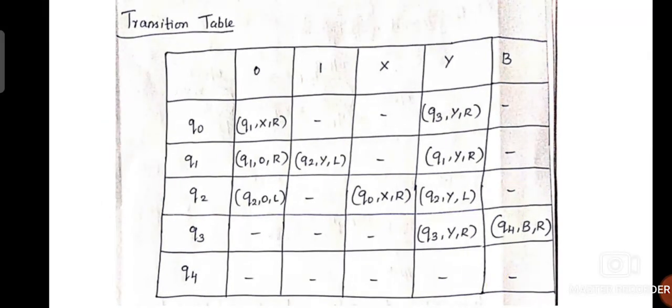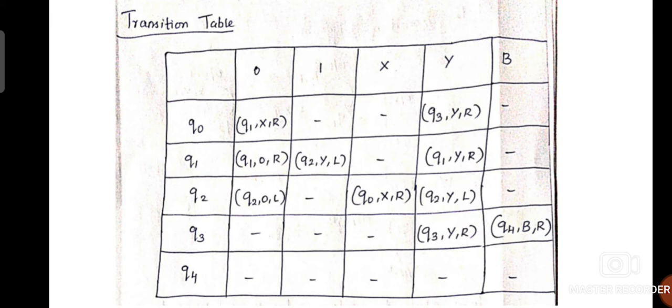For example, when 0 is applied to Q0, the system moves to Q1, the 0 is replaced with the new symbol x, and the direction of movement is R. In this manner we fill up the table. Another example: if the input symbol is y during the state Q1, the system remains in the same state Q1, the symbol remains the same as y, and the direction of movement is R.